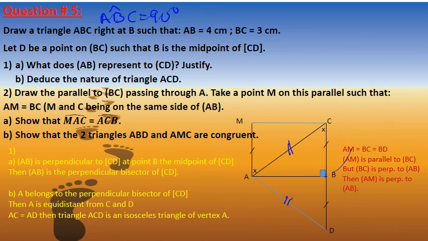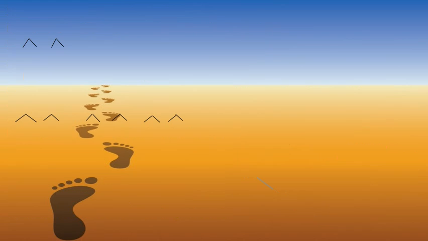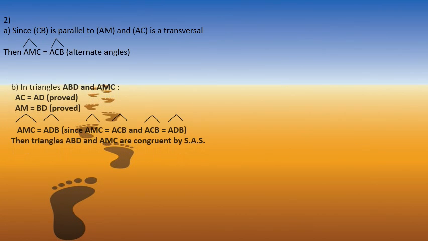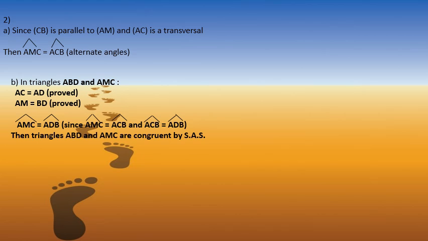Since AM and BC are parallel, AC is a transversal, then angle MAC and angle ACB are alternate angles, so they are equal. Show that the two triangles ABD and AMC are congruent. In triangles ABD and AMC, AC is equal to AD, proved; AM is equal to BD, also proved; angle AMC is equal to angle ADB. Then triangles ABD and AMC are congruent by SAS.